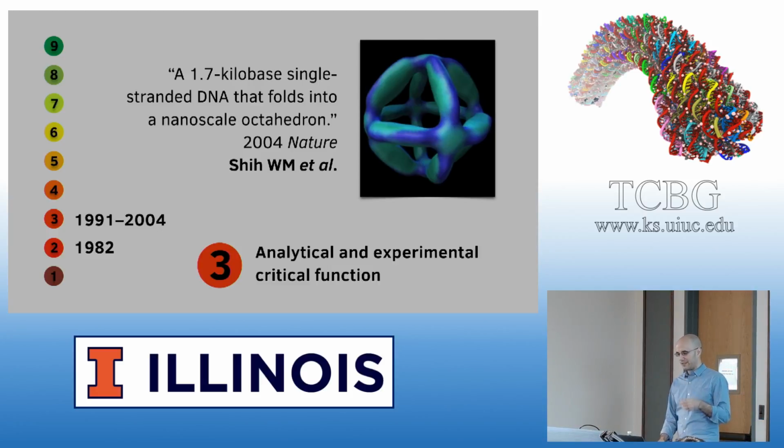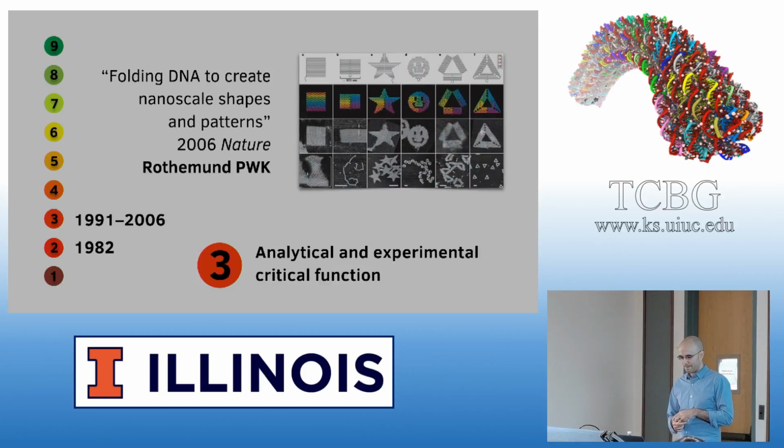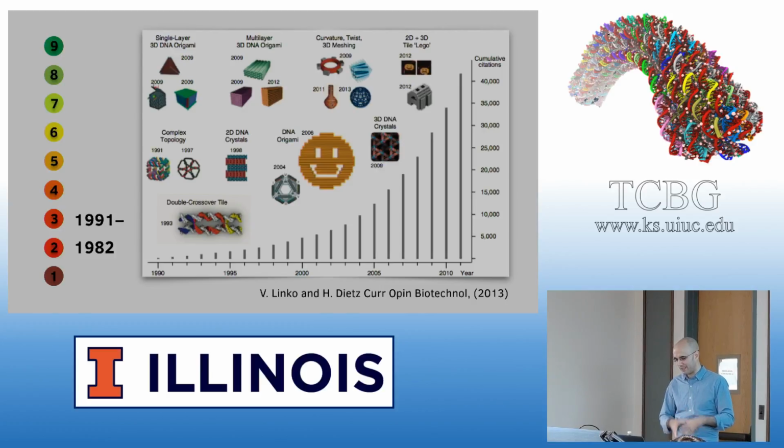Just additional experimental critical functions, figuring out new ways to do things. And origami, so Paul's method to make larger shapes, I think that's still at the level 3. And I'll show you what level 4 is in a moment. But there's basically been an explosion of different structures made that are exploring all the different shapes and methods that you can use to build various shapes. But they're not yet building some application.